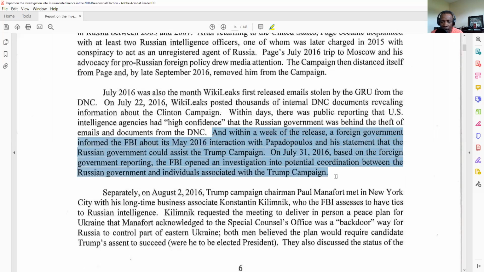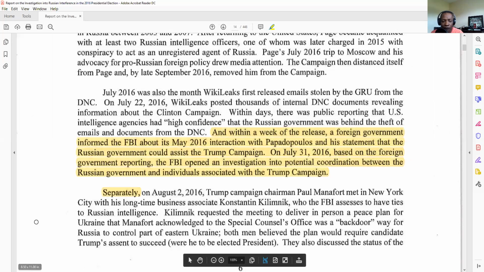Within a week of the release, a foreign government informed the FBI about its May 2016 interaction with Papadopoulos and his statement that the Russian government could assist the Trump campaign. On July 31st, 2016, based on the foreign government's reporting, the FBI opened an investigation into potential coordination between the Russian government and individuals associated with the Trump campaign.